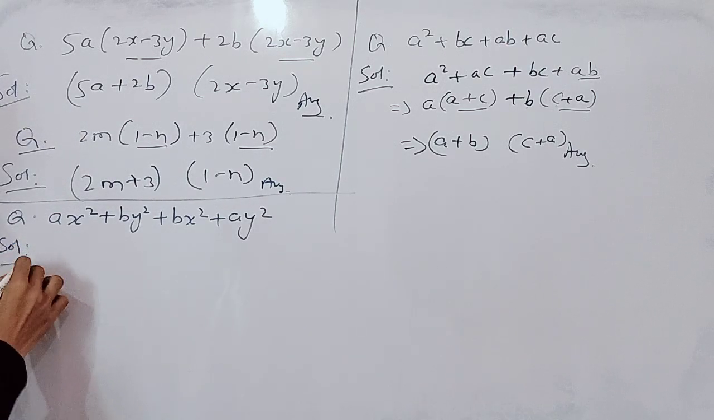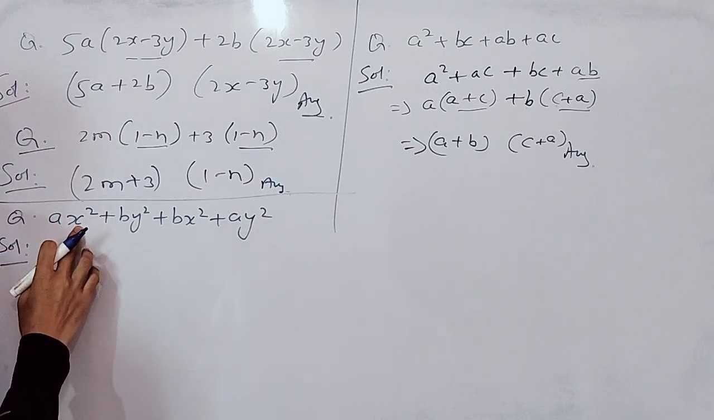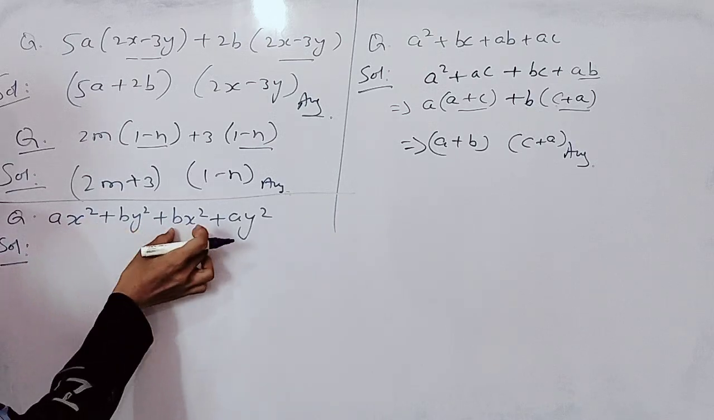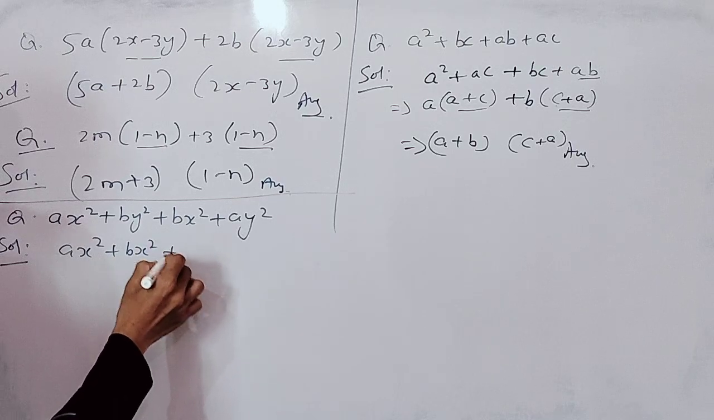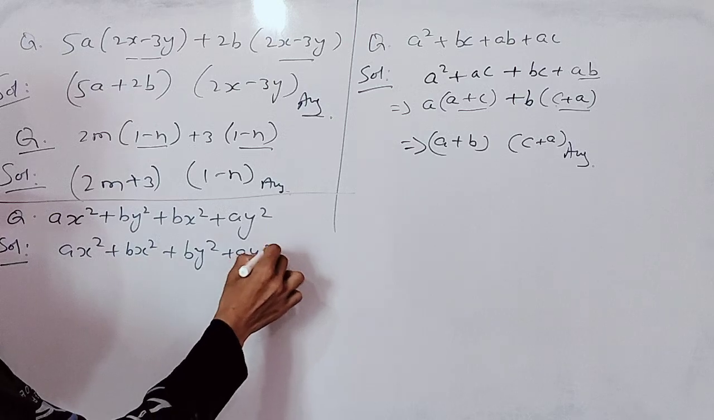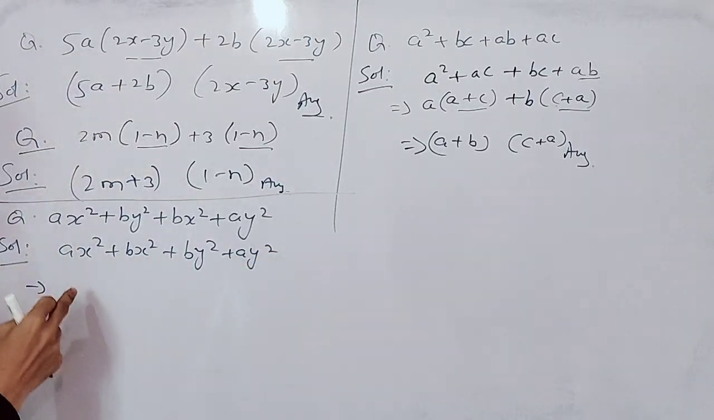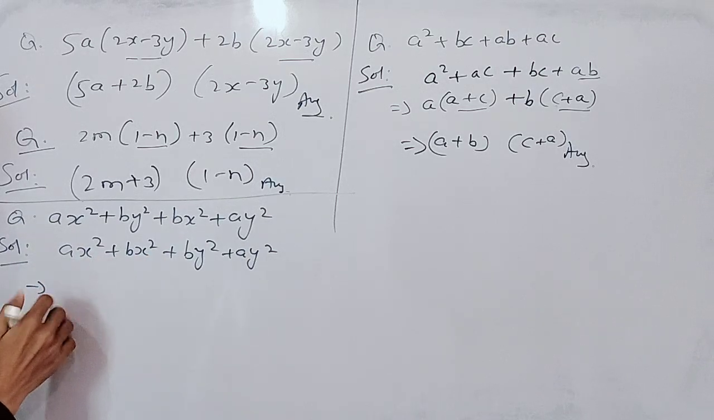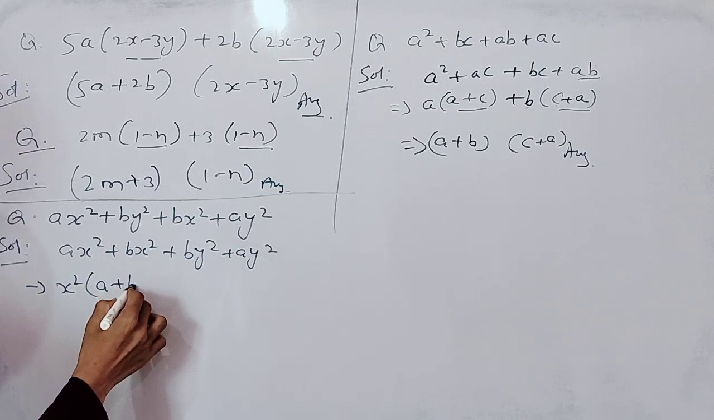Now here ax square, okay, and now here it is ax square, it is x square, so we can write this together, ax square plus bx square, like that. Now whatever you have left, you can write b square plus ay square. Now as you are thinking, it can be taken as common, that's why we have decorated in that way. X square a plus b.